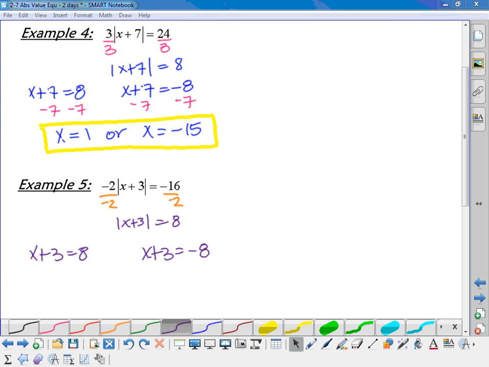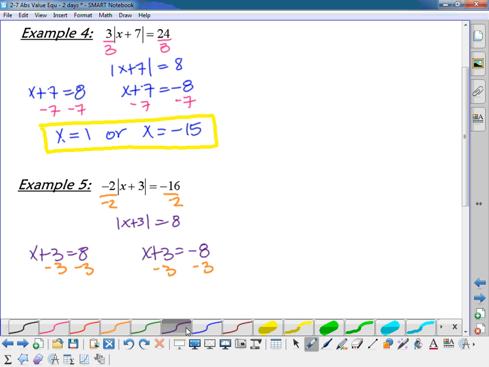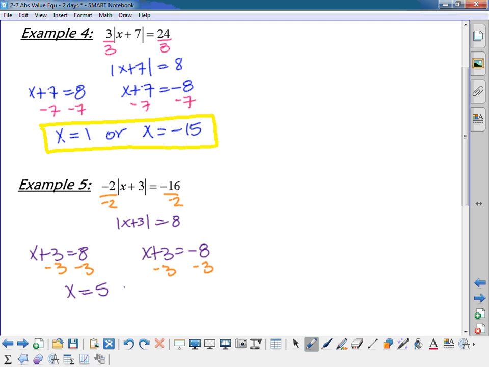Okay, so when you divided by negative 2, you got the absolute value was equal to 8, and then you write your positive and negative cases, subtract 3 from both sides, and it looked like most of you got x was equal to 5, or x equals negative 11. Okay, so what do we know about absolute value? It is always what? All right. Thank you.